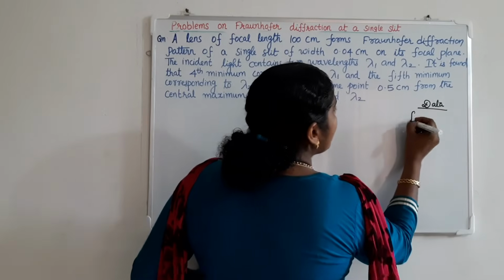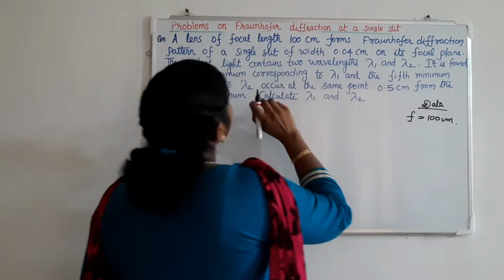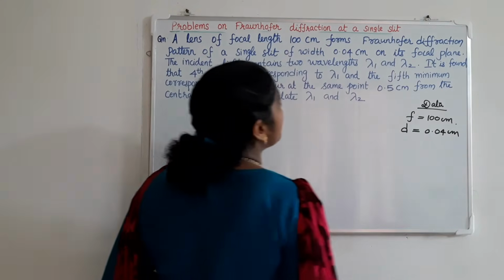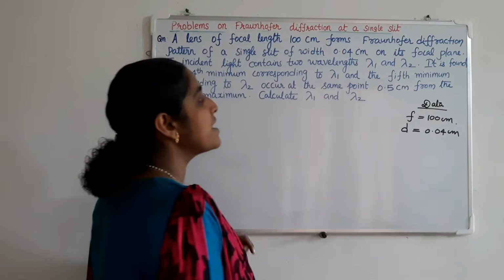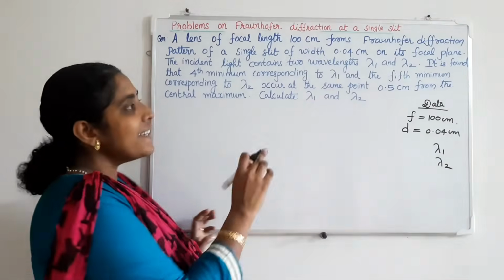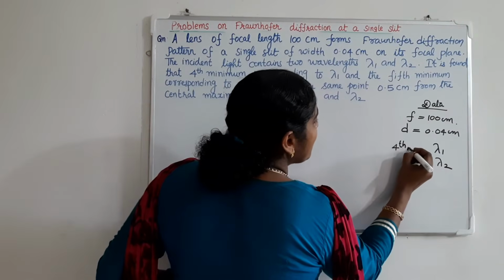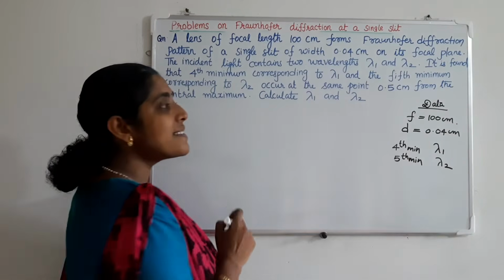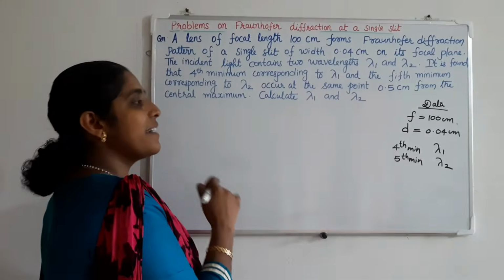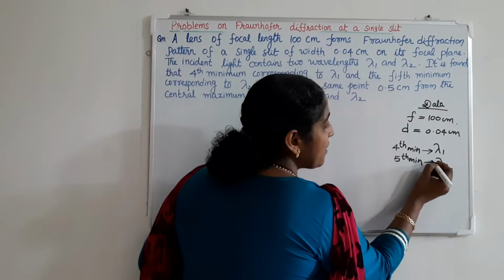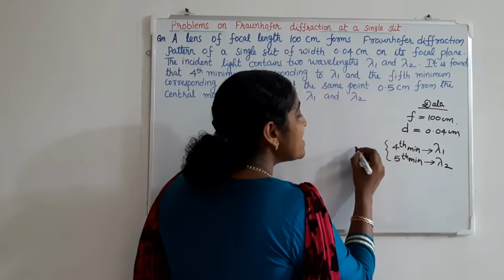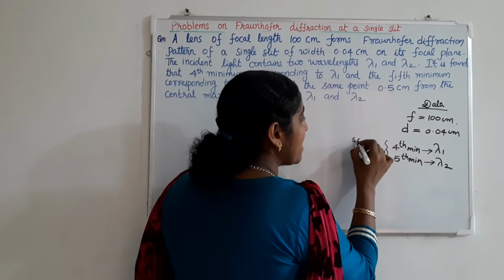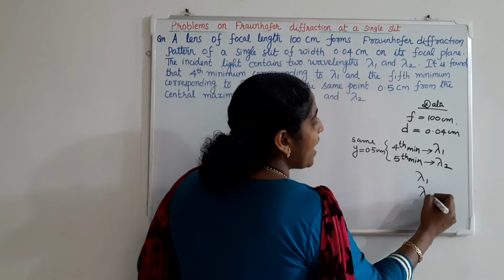A lens of focal length 100 cm, that is f equal to 100 cm, forms a Fraunhofer diffraction pattern of a single slit of width 0.04 cm, that is d equal to 0.04 cm. The incident light contains two wavelengths lambda 1 and lambda 2. It is found that the fourth minimum corresponding to lambda 1 and the fifth minimum corresponding to lambda 2 occur at the same point 0.5 cm from the central bright band. That is, they have the same distance from the central bright band, 0.5 cm. Then find out the values of lambda 1 and lambda 2.